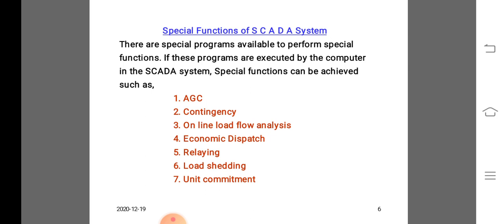A SCADA system has data acquisition, information display, and supervisory control, that means on-off generator functions, stop and start, raise or lower commands. Then information storage and result display, sequence of events acquisition, remote terminal unit processing, general maintenance, runtime status verification, economic model, remote start and stop, load matching based on economics, and load shedding.